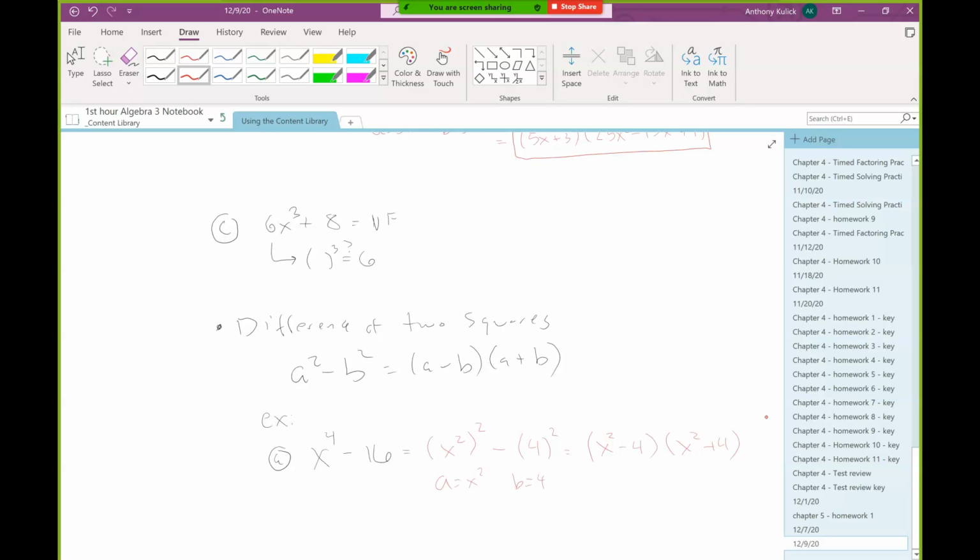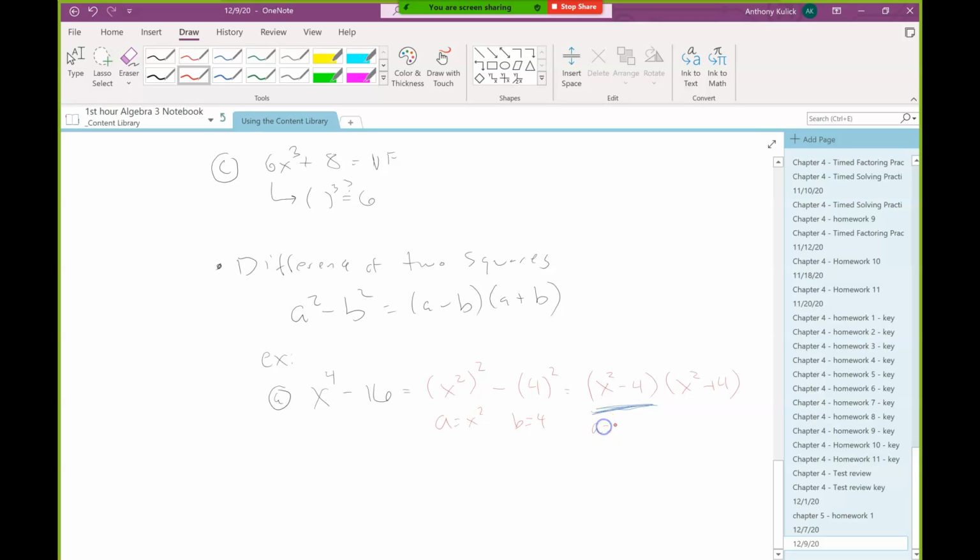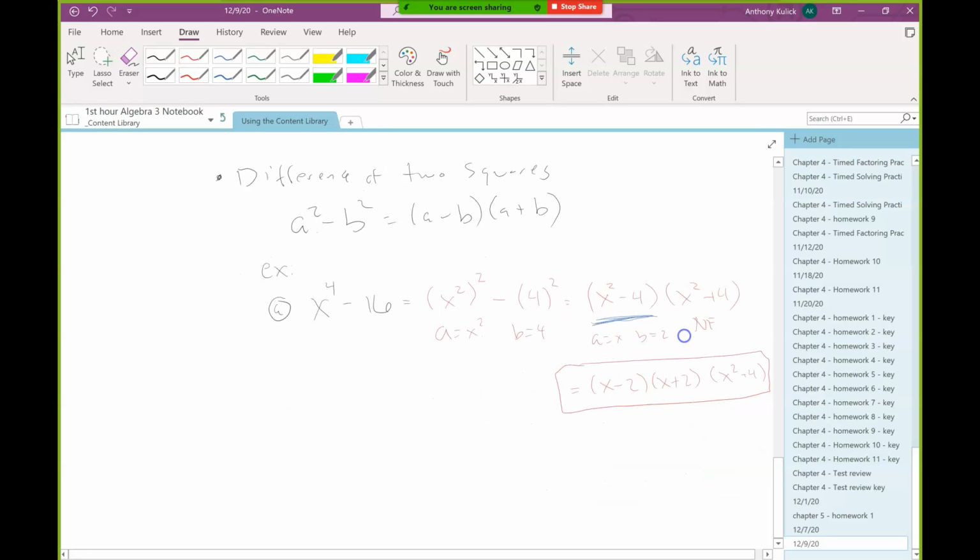But I'm not done here. Why not? Well, look at x squared minus 4. That is also a difference of 2 squares, isn't it? Where a is x and b is 2. That's something that we would have factored last semester. But x squared plus 4 is not factorable. Remember, there's not a sum of 2 squares. So that piece is not going to change. And that's our final answer.